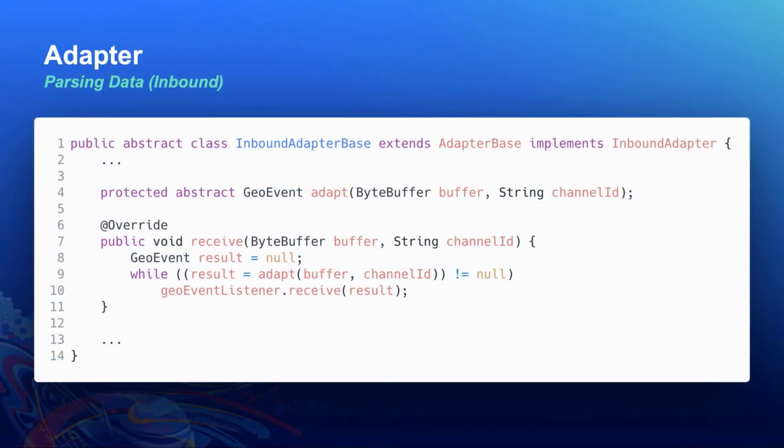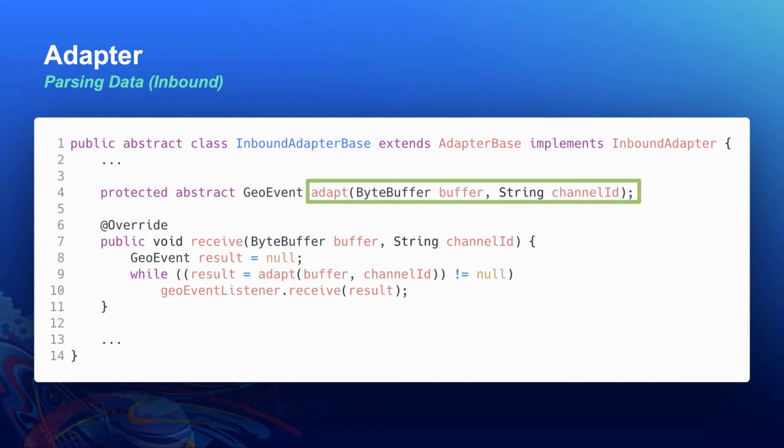With other components in GeoEvent, such as transports and processors, we follow a specific lifecycle. However, the adapter does not have its own lifecycle, but instead it is event-driven. For inbound adapters, it is important to understand the base class that you will be extending. Because it is an abstract class, you will need to implement the adapt method. In this method, you will need to handle the transformation of your data into a GeoEvent object.